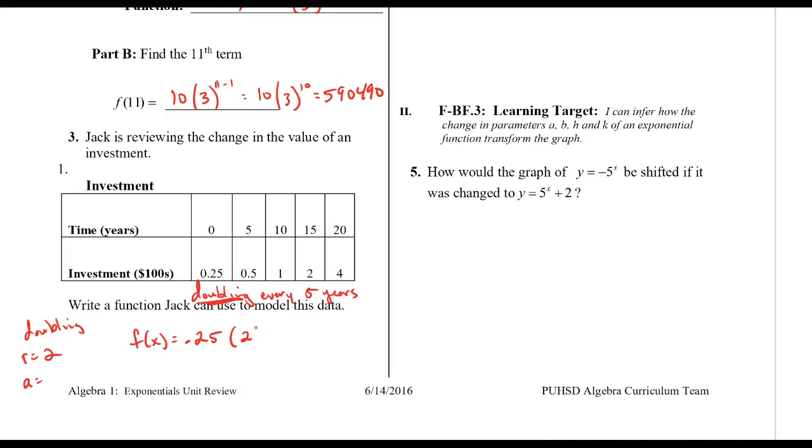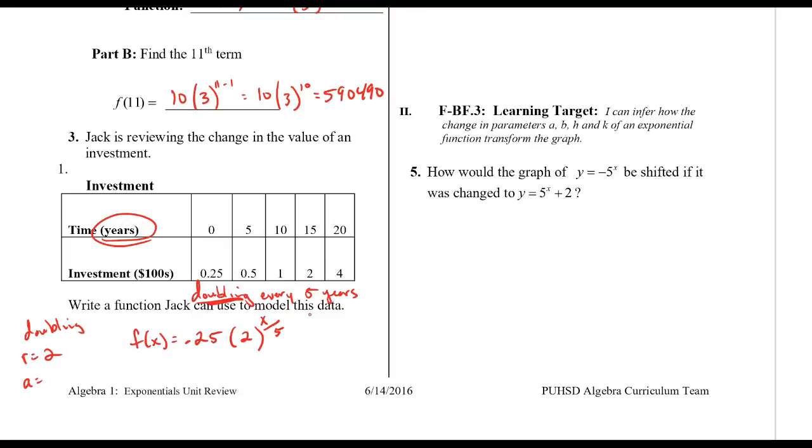I'm doubling, and normally we would just put x, but x would mean that we're doubling every single year, but it's taking us 5 years to double, so it's x divided by 5. We did some of these in class where it was like you cut it in half every 3 years or something like that. So we just change our exponent to x over 5 to show that it's happening every 5 years.